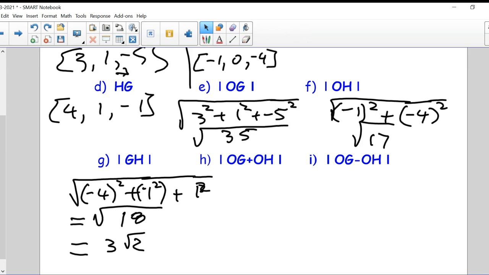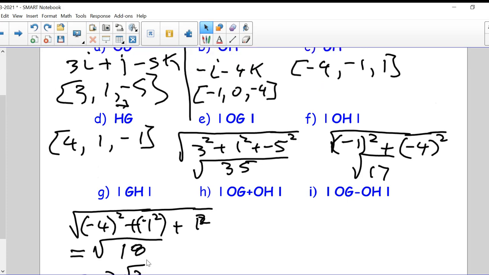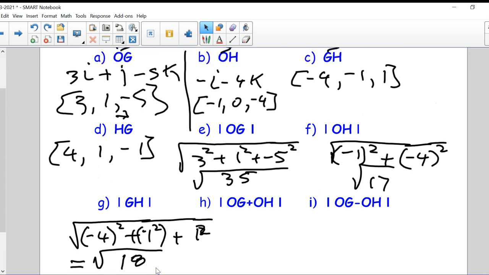Okay, how about the OG plus the OH? How do we do that? OG plus OH. Well, first of all, we need to figure out what the OG plus OH vectors would be. What vector is it that I'm talking about here? OG plus OH. Does anybody know what that vector is? If I add together the OG and the OH vector, which vector am I looking at in that case?